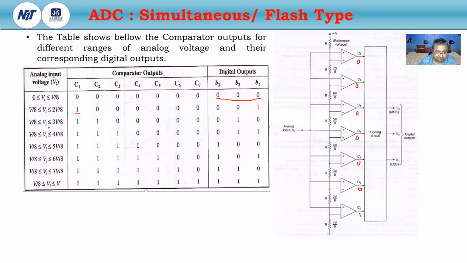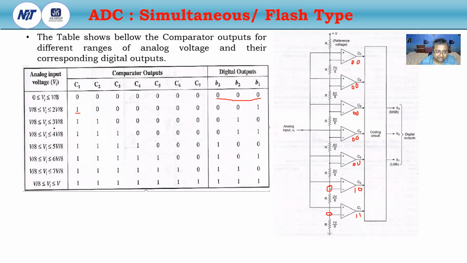Next, if the input is greater than 2V by 8 and less than 3V by 8, then what happens? Then these two comparators' input voltage is greater than the reference voltage of these two comparators. For this reason, they will be 1 and the others should be 0.